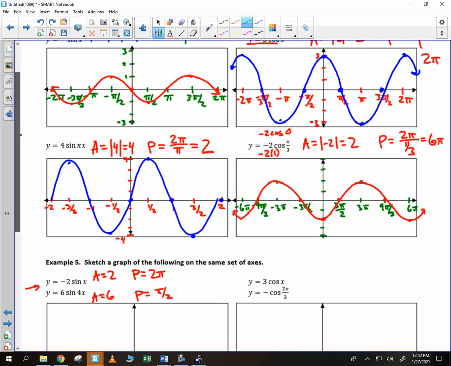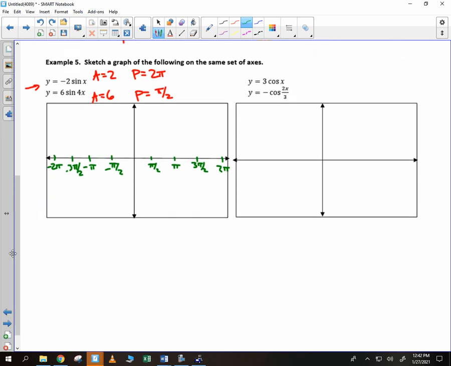So we often graph things individually. If you look at these graphs, those are all graphed as just a single graph. But what if you put them on top of each other? How would they compare and contrast? It's important to note some of those changes. I'm going to mark this as 2, 4, 6, and then negative 2, negative 4, negative 6. There we have it.